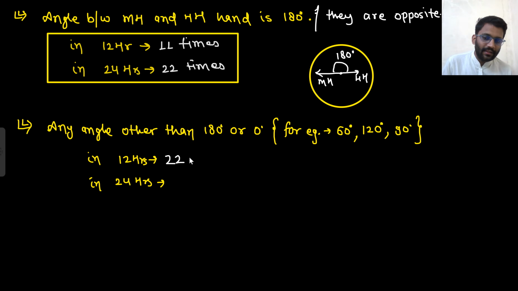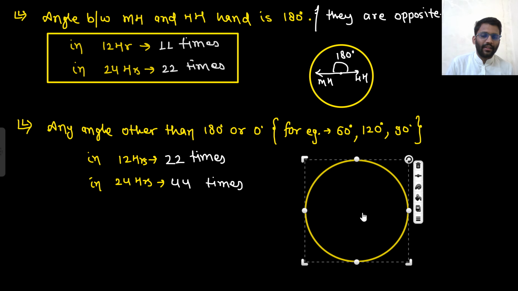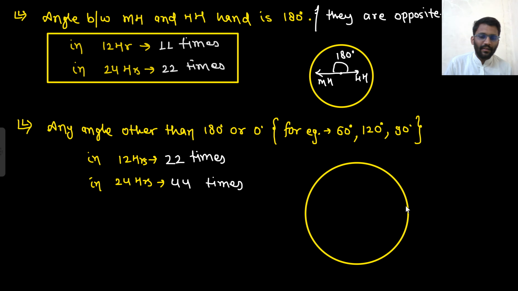Why is it doubled? 22 times, and here your answer would have been 44 times. Why is it doubled? Any other angle than 0 degree or 180 degree.